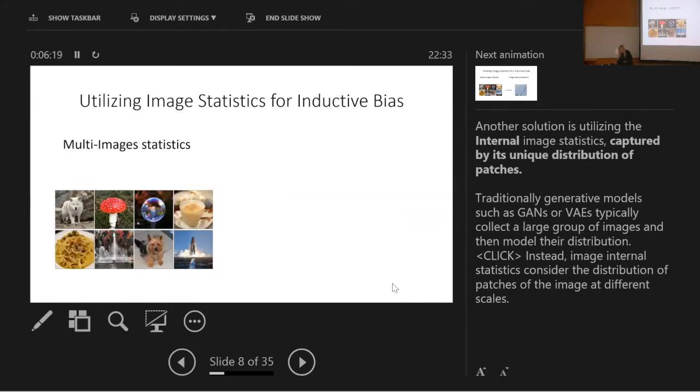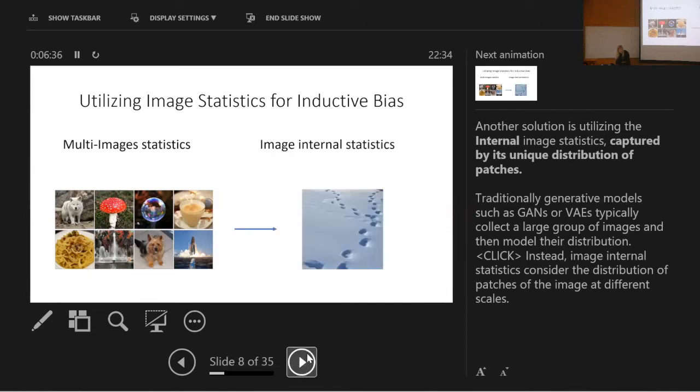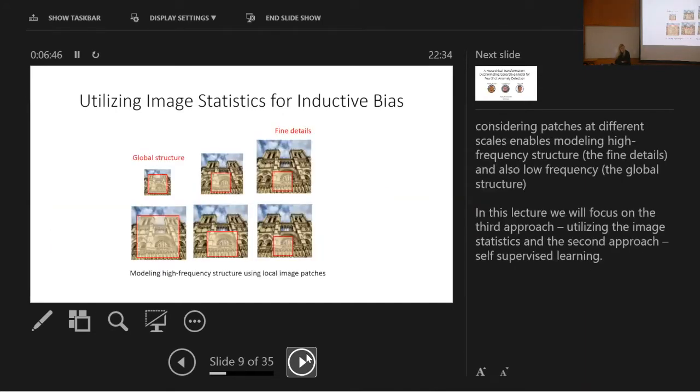Another solution is utilizing the internal image statistics captured by its unique patch distribution. Traditionally, generative models like GAN and VAE collect a large group of images and then model their distribution. Instead, the image internal statistics consider the distribution of patches in the image at different scales. Considering patches at different scales enables modeling high-frequency structure, fine details, and also low frequency, the global regions.